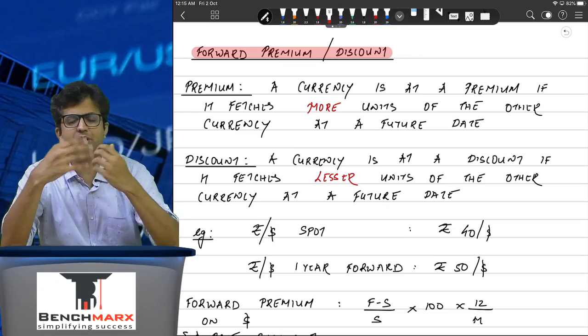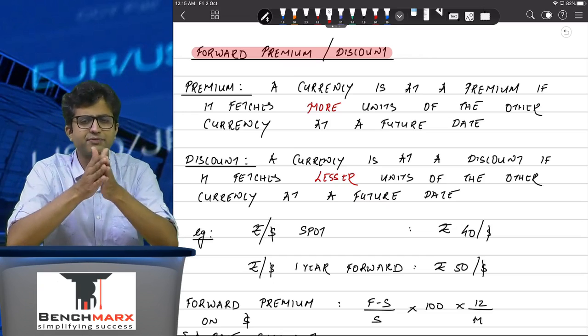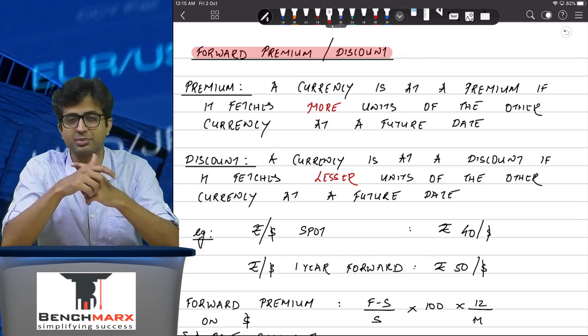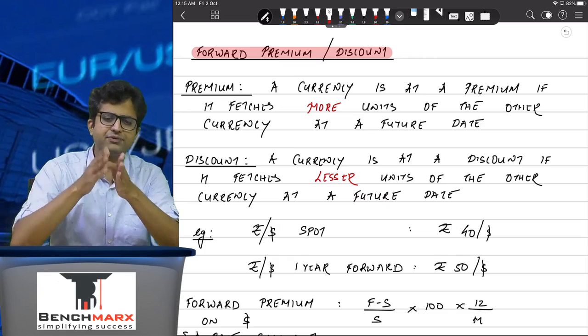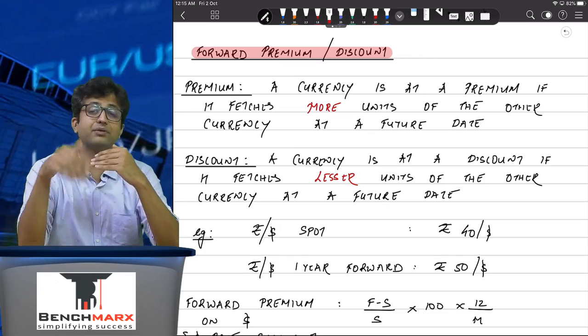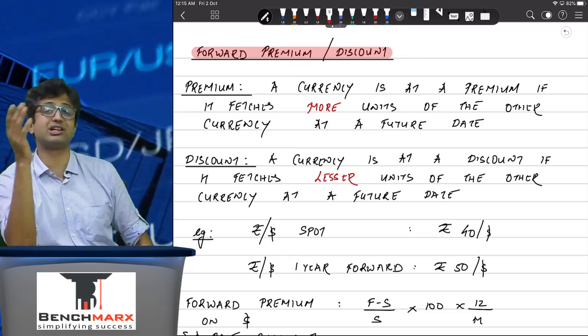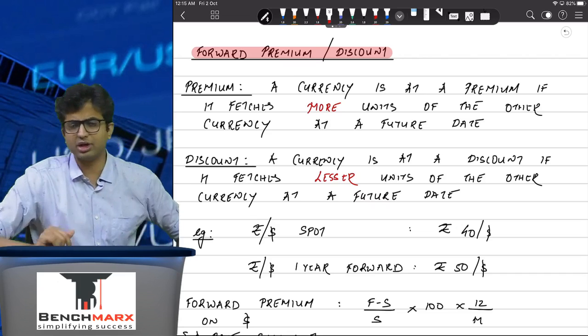In case of a premium, if that currency is the base currency, at a future date the value will be higher. So if it is rupees 40 per dollar and it moves up to rupees 50 per dollar, that means the dollar is at a premium. For each unit of the dollar, you are getting more rupees. And if it is 40 per dollar, and at a future date is expected to become rupees 35 per dollar, that means the dollar is at a discount. Every unit of dollar in the base currency is giving you a lesser value.